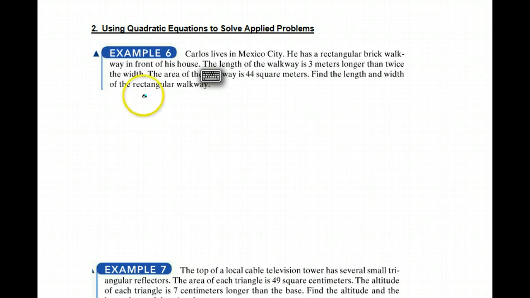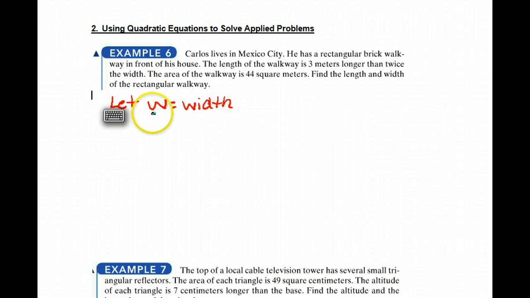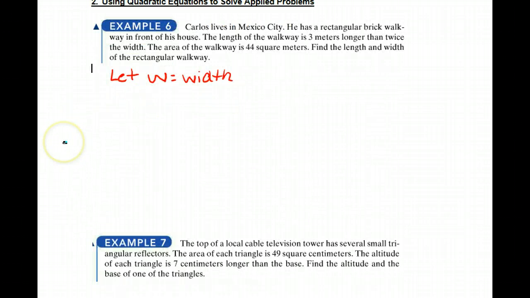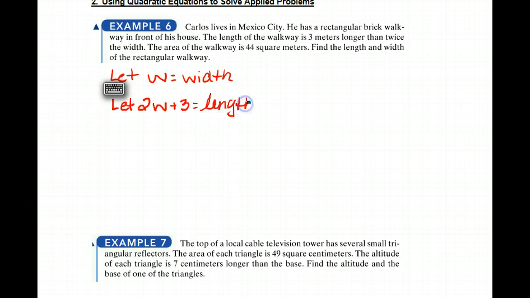Well, the first thing that I've noticed here is that length is based off of width. So that tells me that width is my starting point. So I'm going to let W represent my width. And then the second thing I'm going to do is write an expression in terms of W that can represent my length. So they told me that my length is 3 longer than twice the width. Twice the width is 2W, and 3 longer than that means I need to add 3. There's my length.